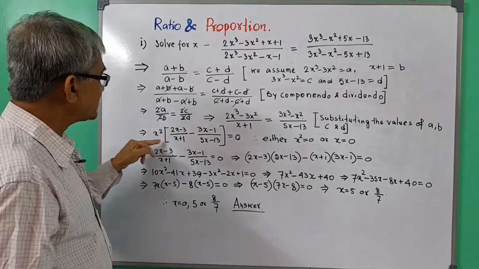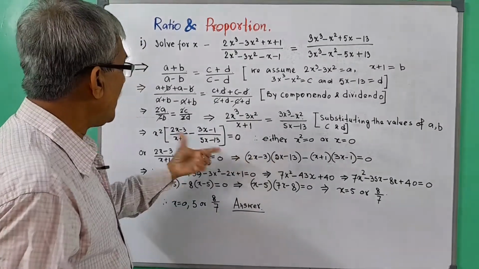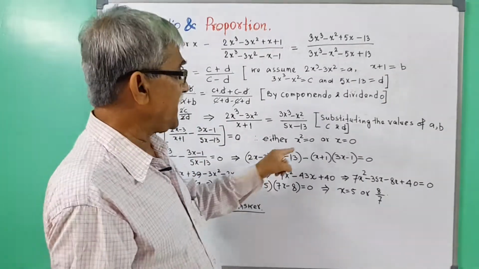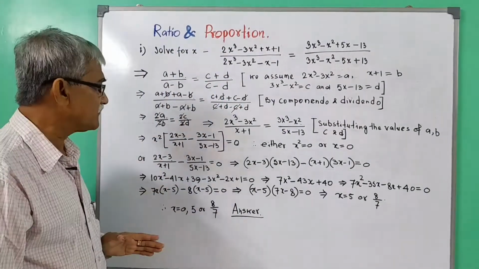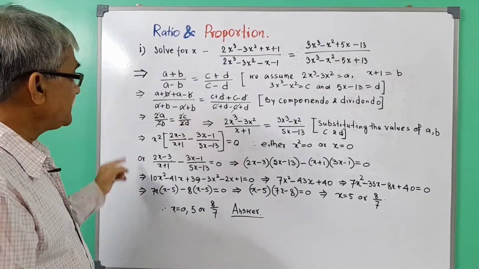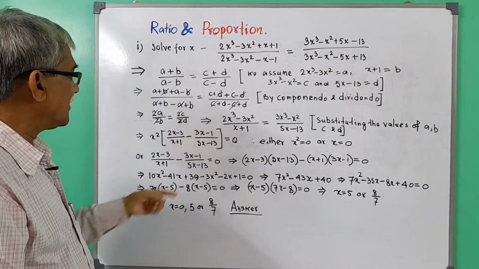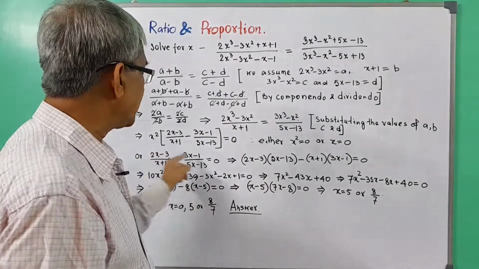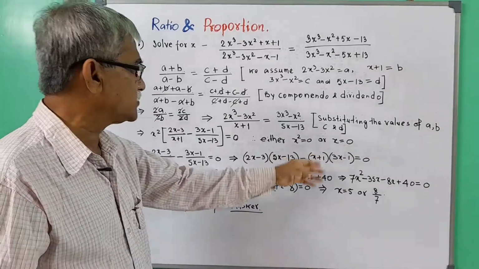If the product of 2 factors is equal to 0, then either x square equals 0 or the expression within the parenthesis equals 0. If x square is equal to 0, then x is equal to 0. That is one solution for x. And if the quantity within the parenthesis equals 0, then you solve it, simply by solving this into this, minus this: 3x minus 1 into x plus 1 equals 0.